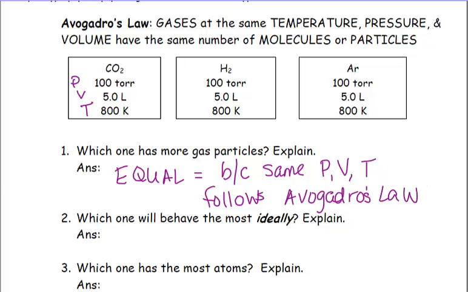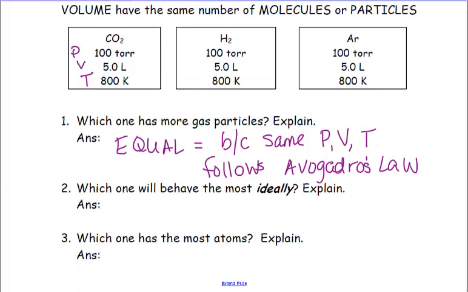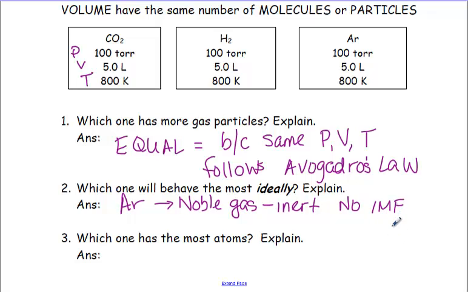All right, number 2 says which one will behave the most ideally. Now going back, we want to look at the ones that follow all of our rules. And they have to be small. Low IMFs or nonpolar. Well, if something is by itself, it's going to be nonpolar or inert. We want to find something that might be less reactive. So in this case, the argon is going to be the one that behaves most ideally because, one, it is a noble gas, inert, and no IMF. So it doesn't have any intermolecular forces. Argon molecules will not attract each other, basically.